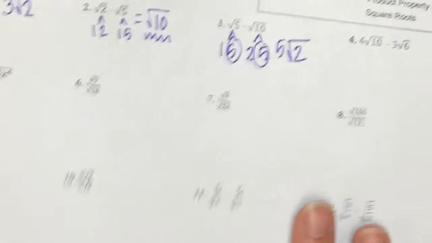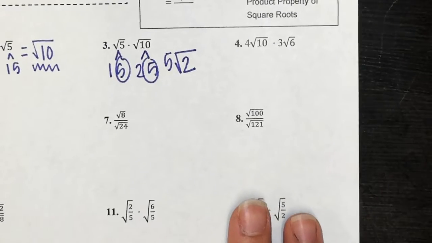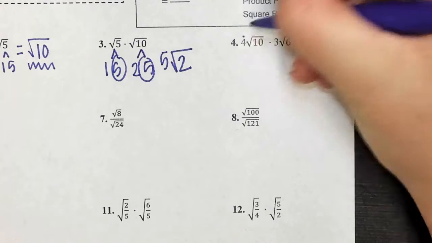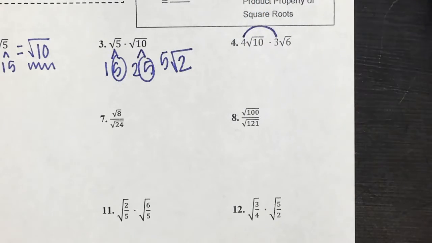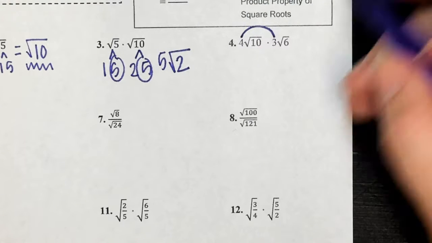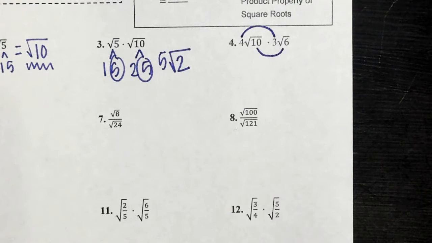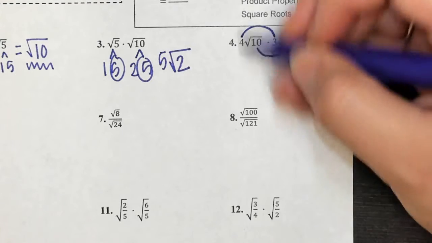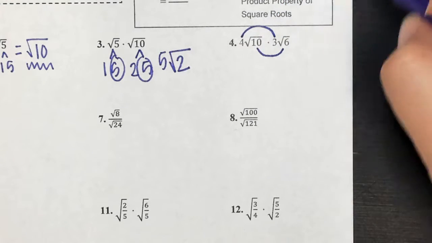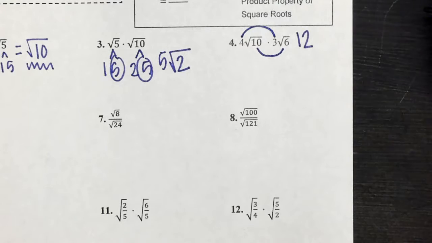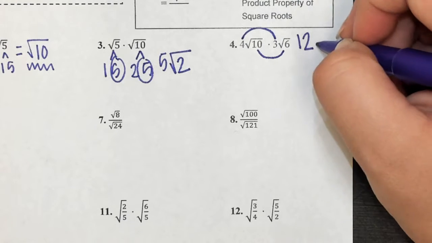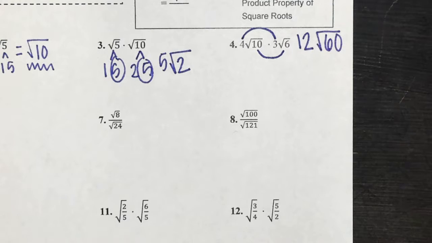Now we're on number 4. When you are multiplying your radicals, if it is outside, it can only be multiplied with other outsiders. If it is inside, it can only be multiplied by other insiders. Okay? On these, I like to multiply them first because otherwise it gives too many numbers. So if we multiplied, 4 times 3 is 12, 6 times 10 is 60, so you have 12 square root of 60.